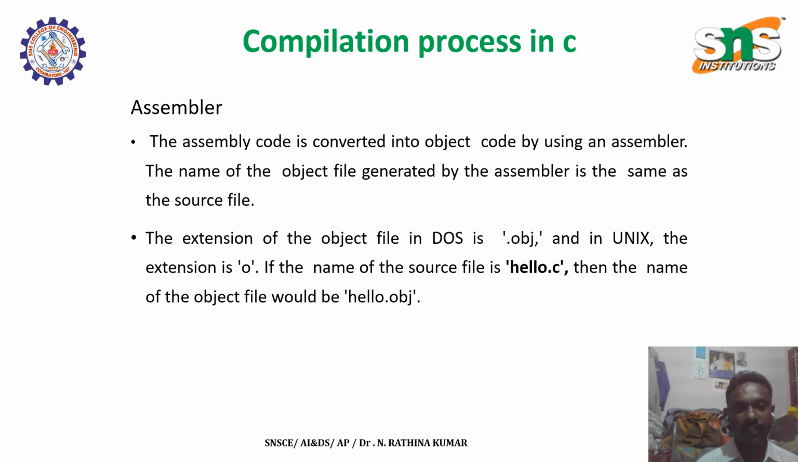Next, we are going to see what is meant by an assembler. The assembly code is converted into an object code. The name of the object file generated by the assembler is the same as the source file. The next point is very important. The name of the source file is hello.c, for example. Then the name of the object file would be hello.object. I hope all of you understand this.